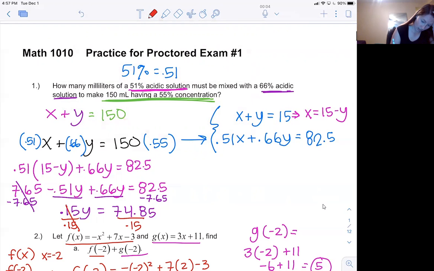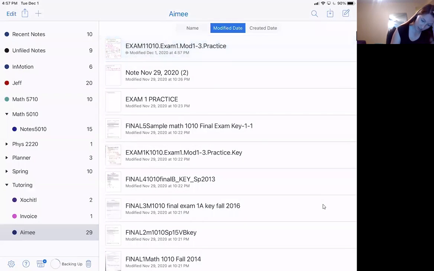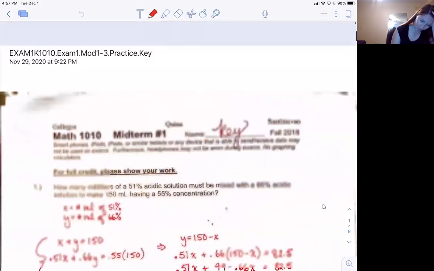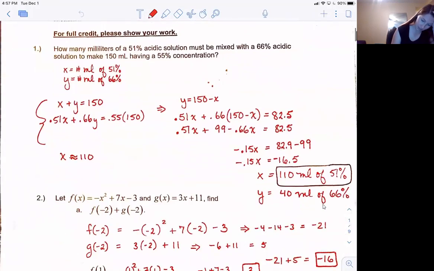Ooh, that can't be right. I got y equals 499. Oh, maybe that is right. No, it's not.